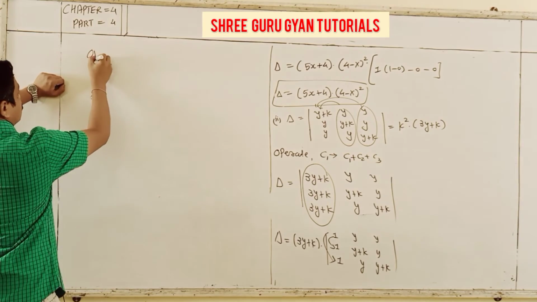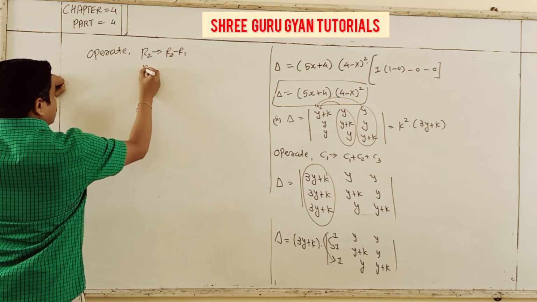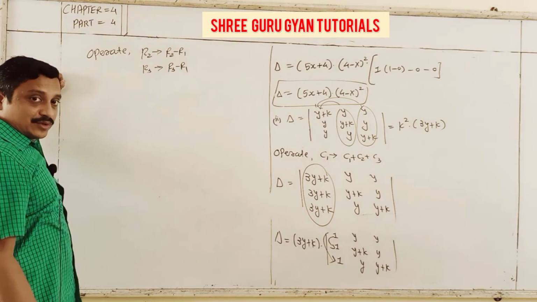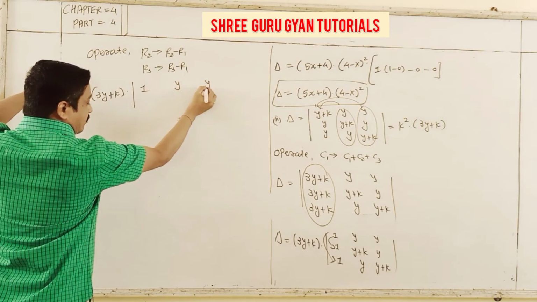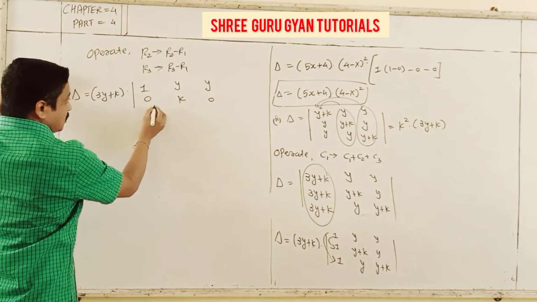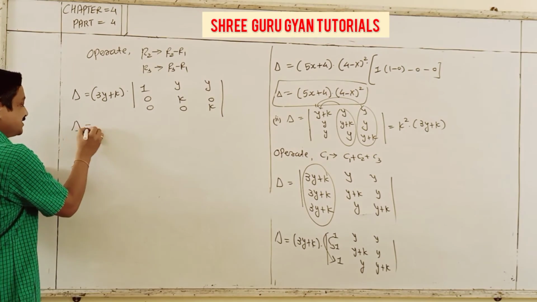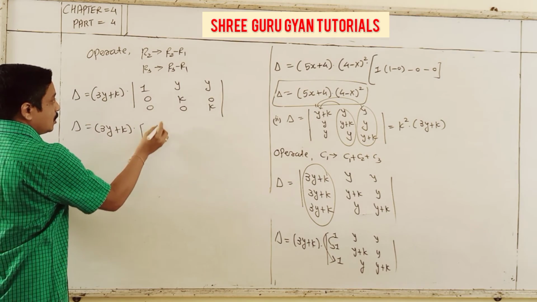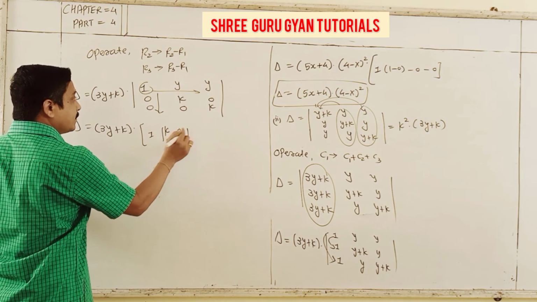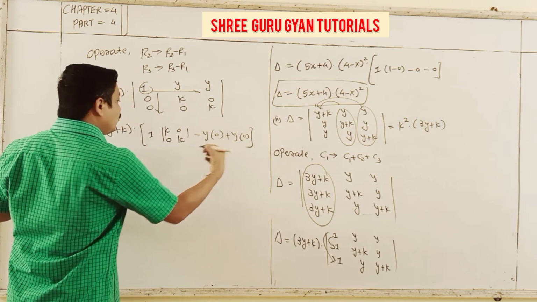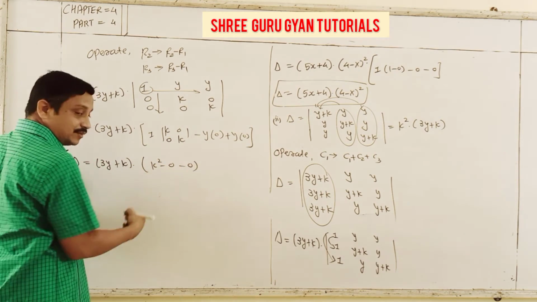Now I operate our row number 2 change, row 2 minus row 1, and row number 3 change, row 3 minus row 1. So your del answer is a 3y plus k, other is 1, y, y, here 0, and y, y common, k, 0, and again 0, 0, y, y common, cancel and k, 3 zeros more coming that. So go to definitions, 3y plus k, other is this one, so that is your k 0, 0 k. Next is y with 0, and again y with 0. Finally coming that answer, 3y plus k, k square minus 0 minus 0.